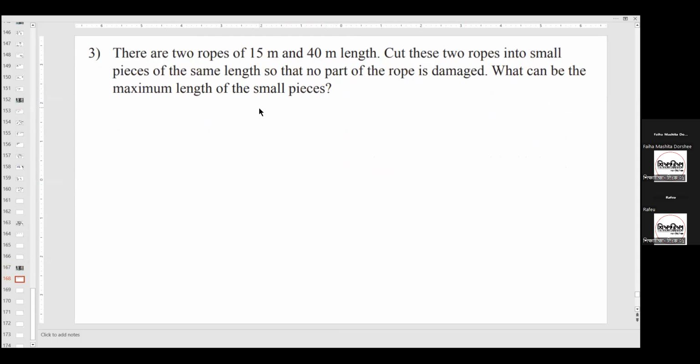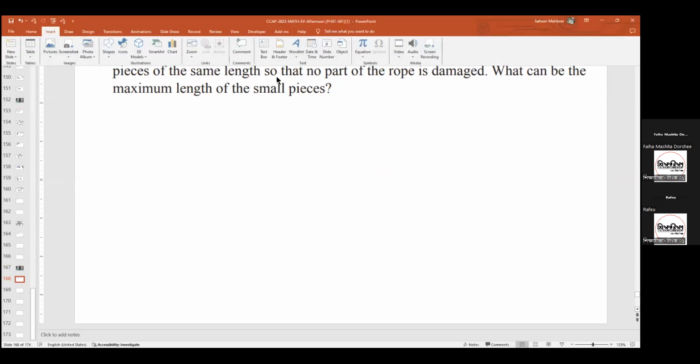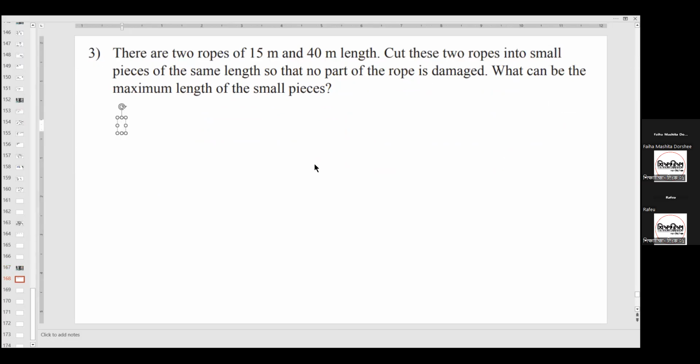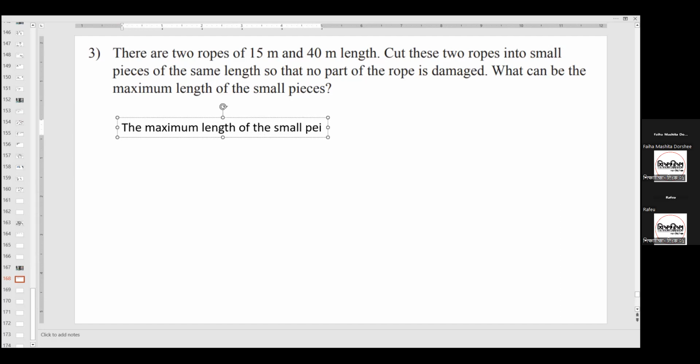Number one, let me write the math solution first, then we will discuss why we should actually follow that process, right? Okay, the maximum length of the small pieces will be the H.C.F of 15 and 40.